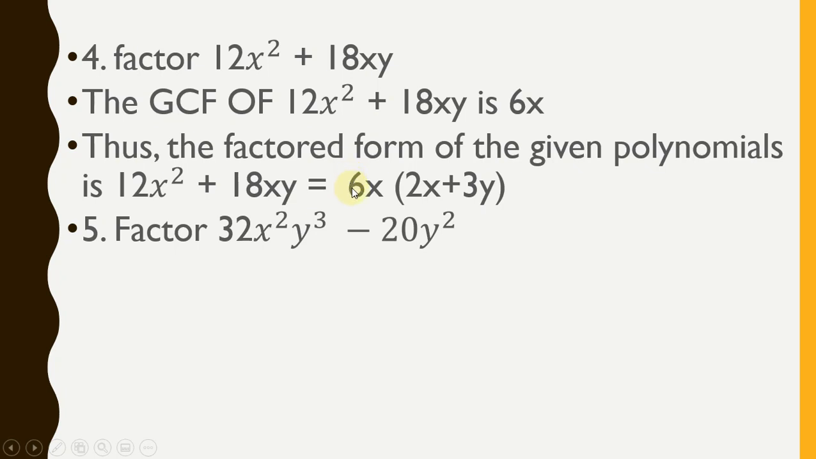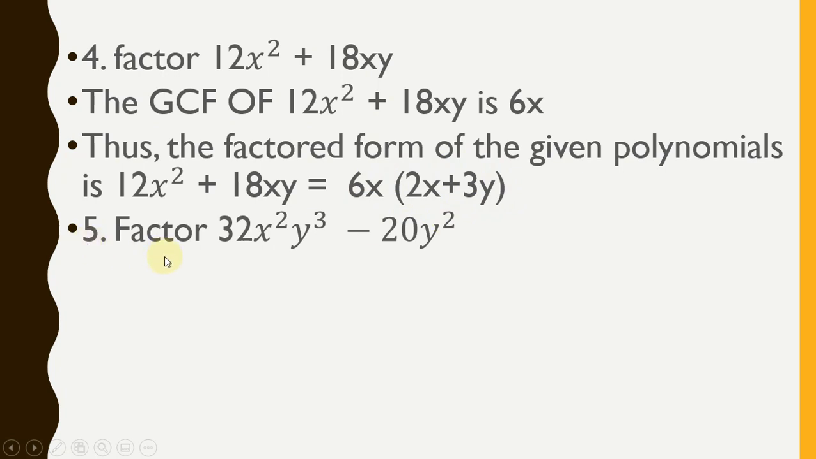Check it. 6 times 2, 12. x times x, x squared. 6 times 3, 18. x times y, xy. So, therefore, the factored form is 6x times 2x plus 3y.